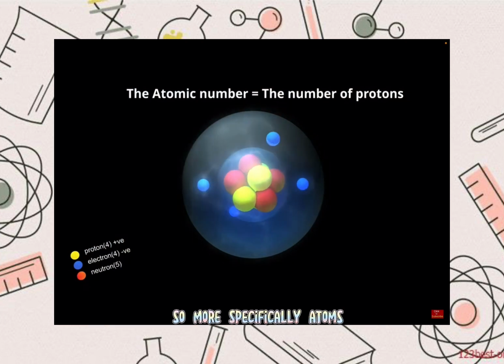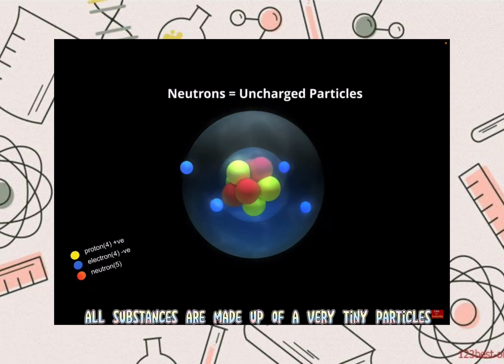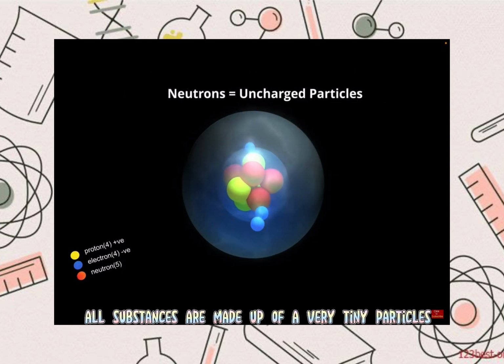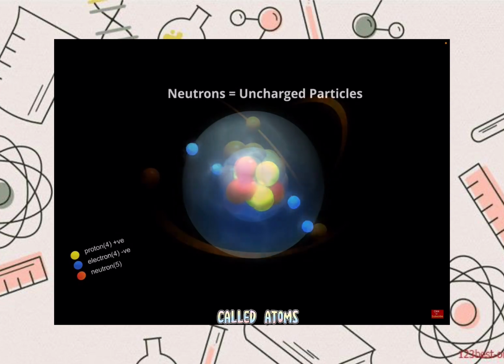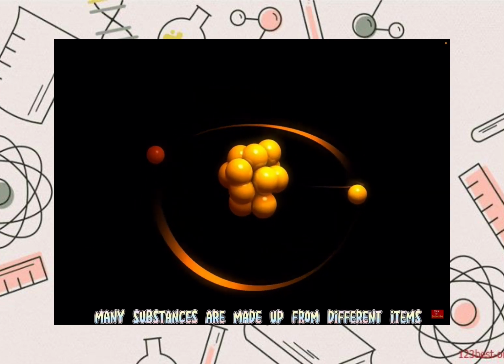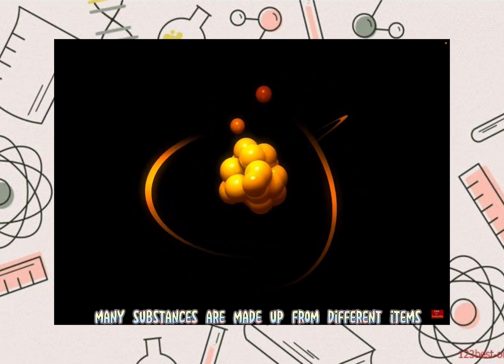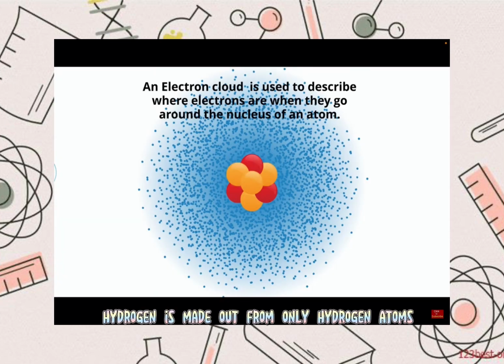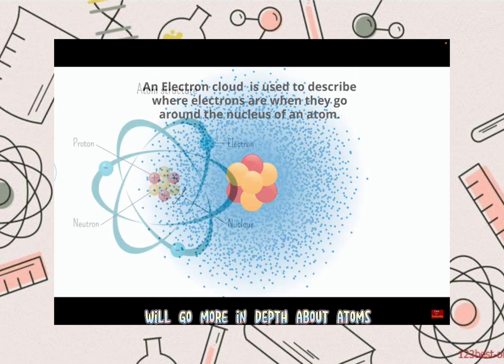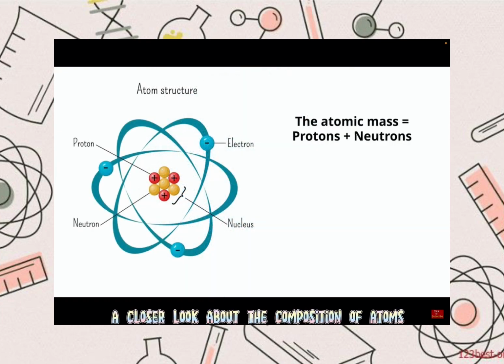More specifically, all substances are made up of very tiny particles called atoms. Many substances are made up of different atoms. For example, hydrogen is made up of only hydrogen atoms. We'll go more in depth about atoms. So now let's take a closer look at the composition of atoms.